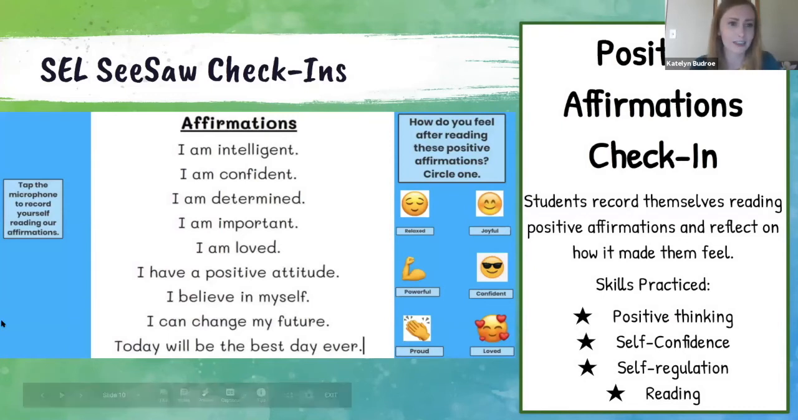Okay, so this is one that I started this week, and it's a positive affirmations check-in. So we wrote these positive affirmations at the beginning of the year together, and we've tweaked them ever since. And we read these every day together after recess. So I've been having them do this one this week, and they've really enjoyed it. And just reading these to themselves really helps them to practice that positive thinking and self-confidence within themselves. And so they record themselves reading, which is reading practice, and they don't even know it.